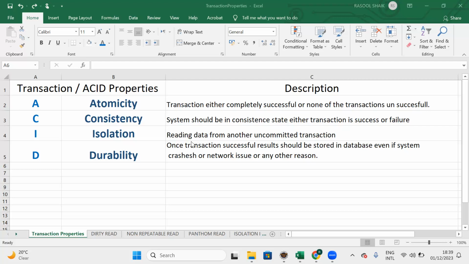So in the previous lecture we discussed transaction management, right? So what is a transaction and what is transaction management? In this lecture we are going to discuss the transaction properties which are available in transaction management.